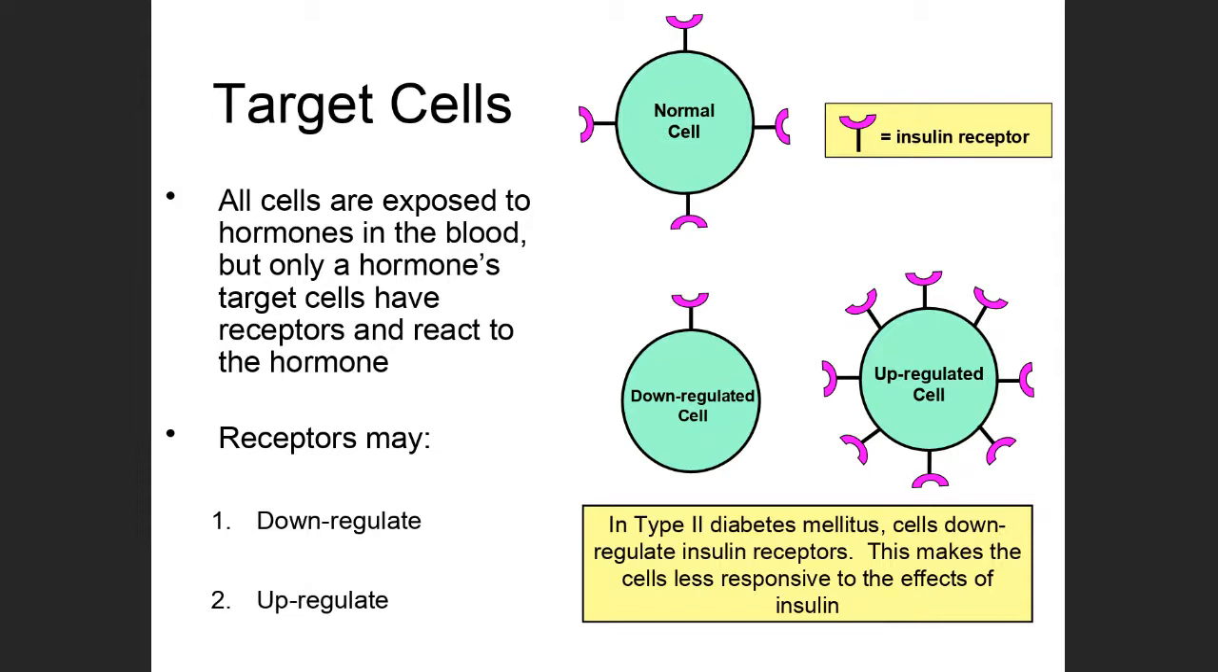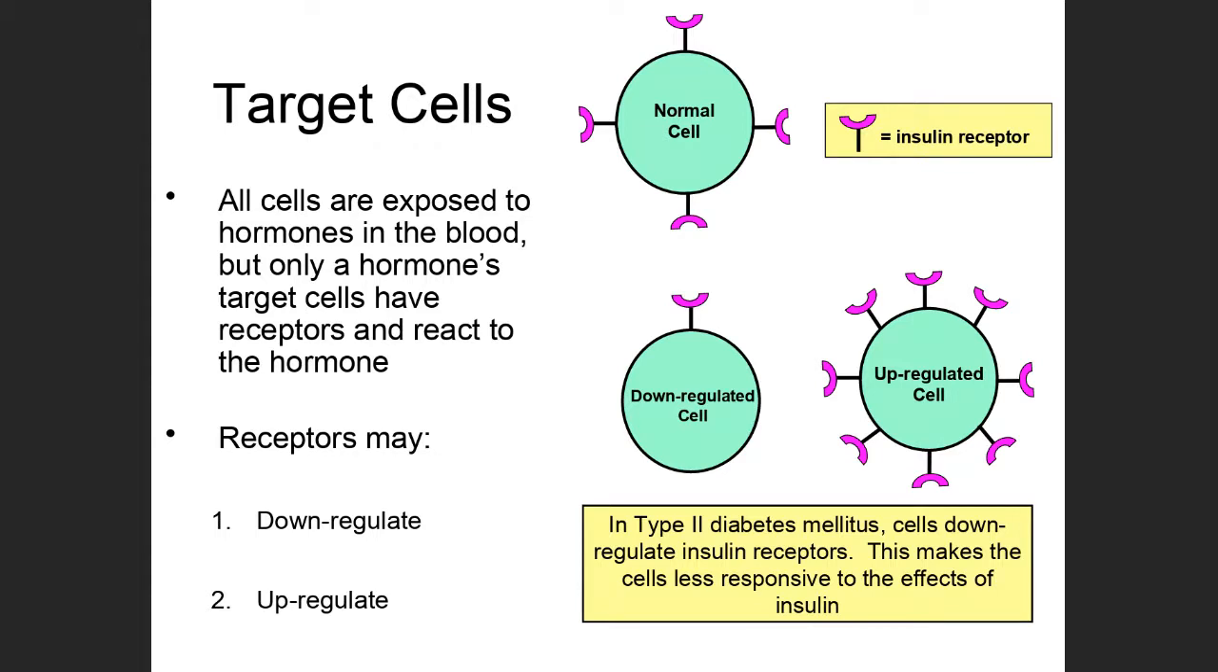If you look at this picture that I've drawn over here, here's my representation of a cell, and I'm saying that each one of these little purple things on the outside of it is a receptor for insulin. So this would be a cell that's a target cell for insulin because it has receptors for insulin on its outside surface.